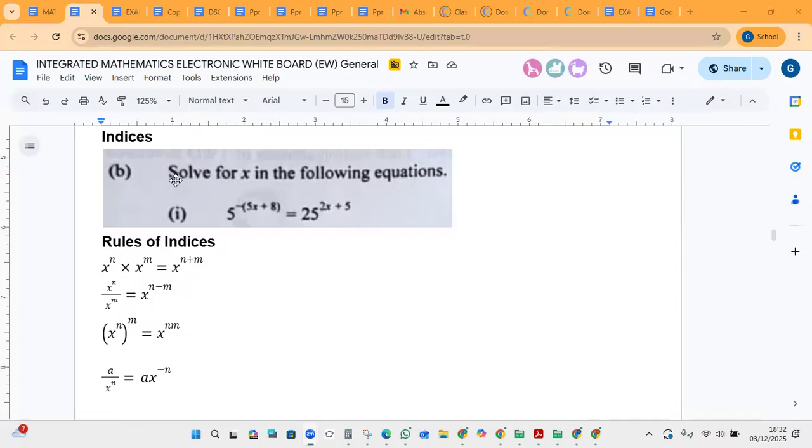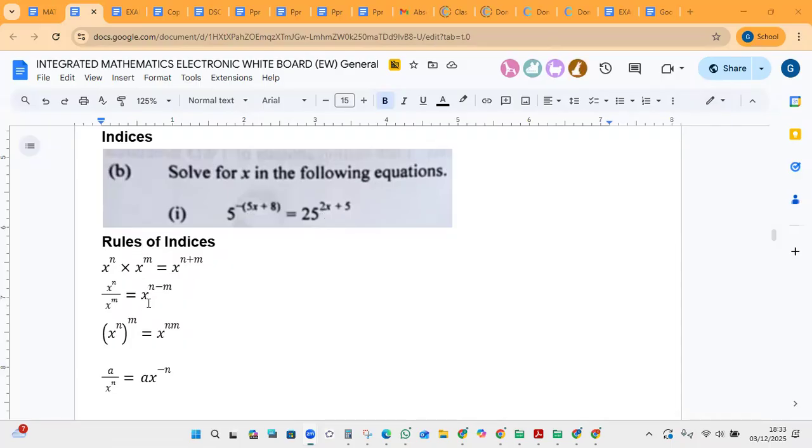Here we are going to solve a question on indices. It says solve for x in the following equation. So you have 5 raised to the exponent of minus open bracket 5x plus 8 equal 25 raised to the exponent of 2x plus 5.